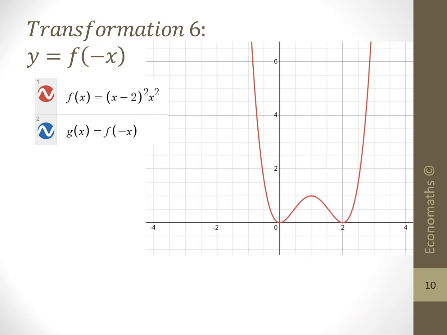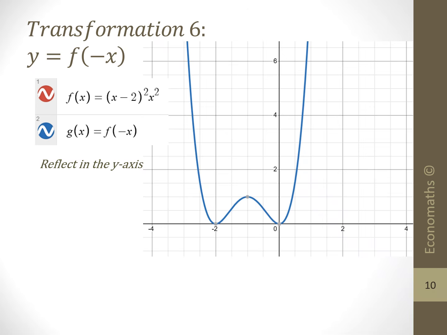Transformation number 6, using the same quartic, but if we have now f of minus x inside the function, this is going to be a reflection across the y-axis. Okay, so we replace the x in the original function f of x with minus x.